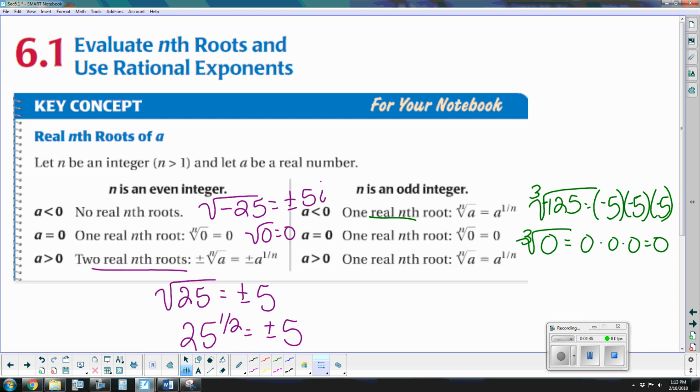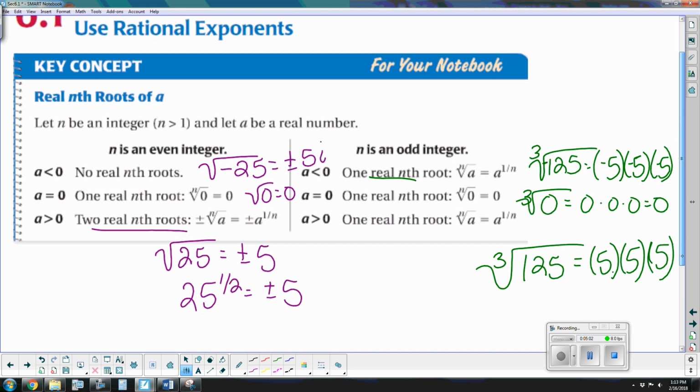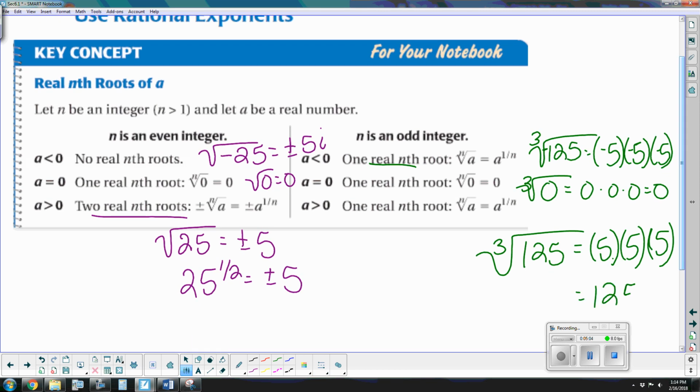And then if a is a positive number, and our n is odd, we could look at the cubed root of 125, which is just 5, positive 5 times positive 5 times positive 5. So our solution would be 5. So that's just one real root.